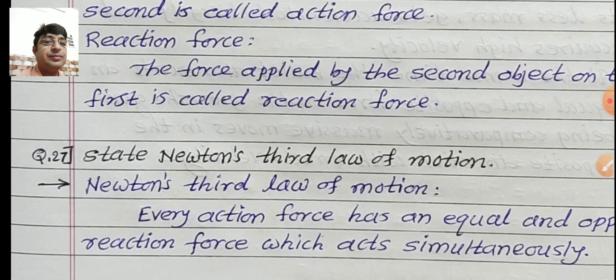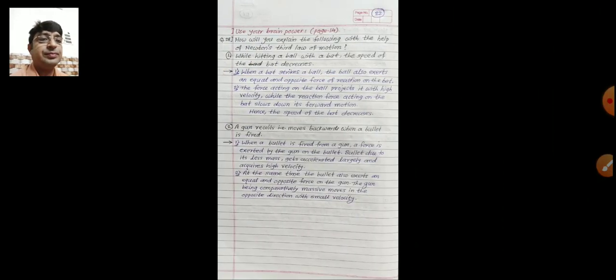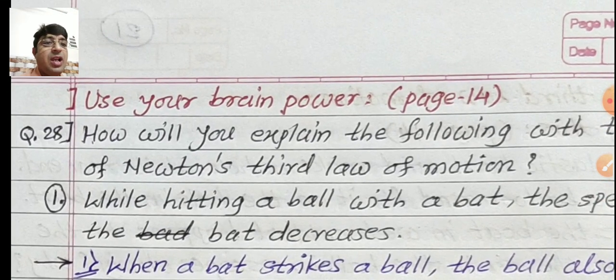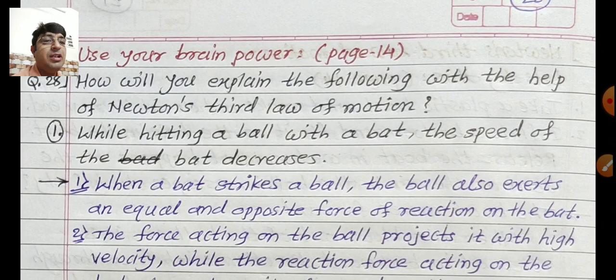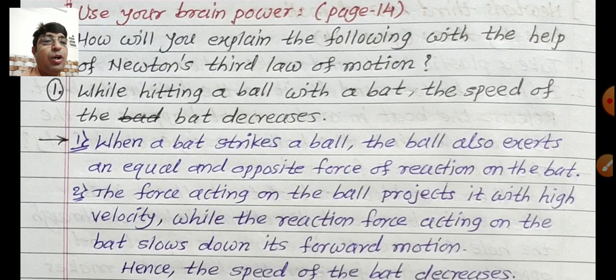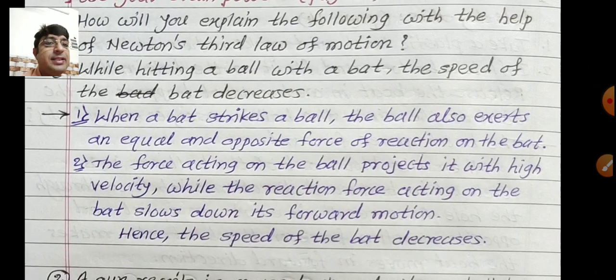First one, how will you explain the following with the help of Newton's third law of motion? What is the first one? While hitting a ball with a bat, the speed of the bat decreases. This is a give reason question.